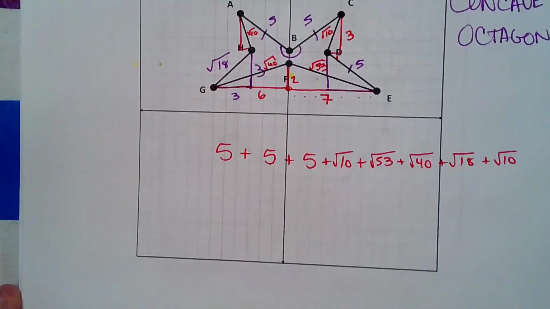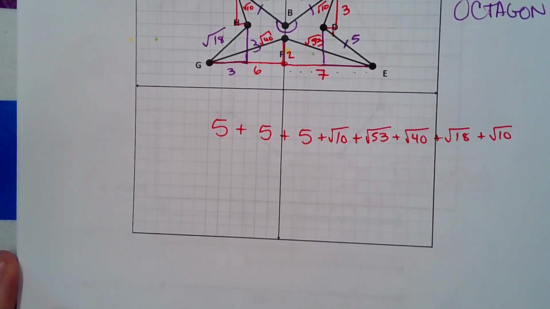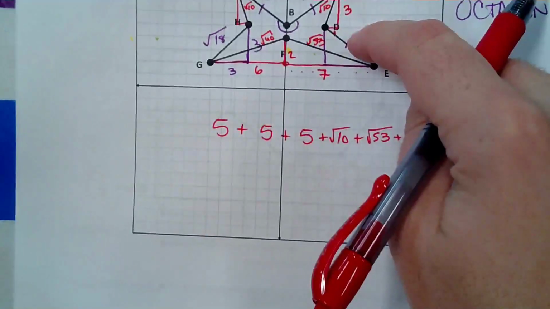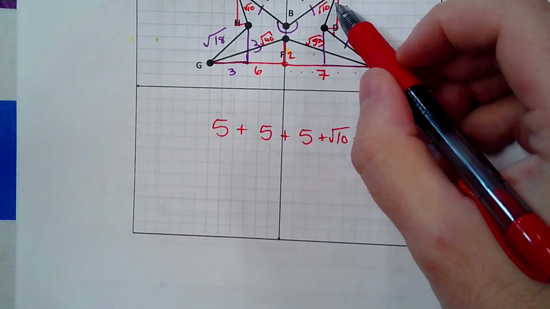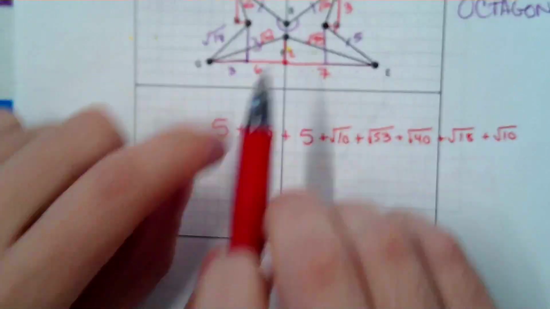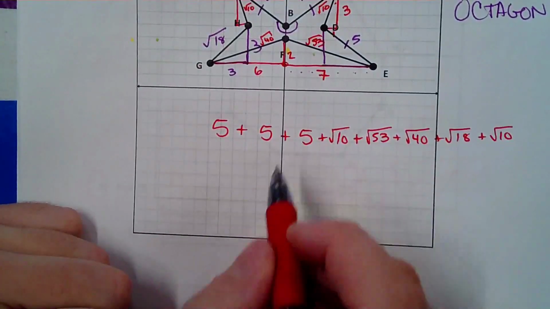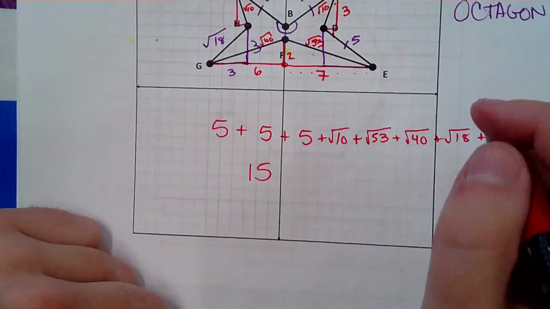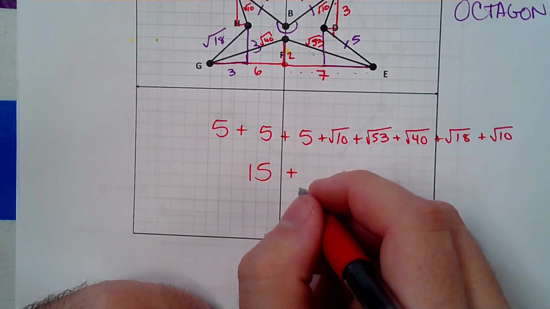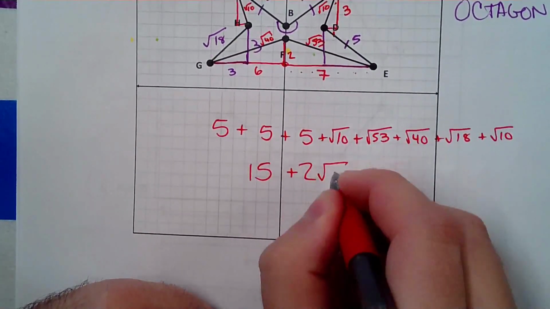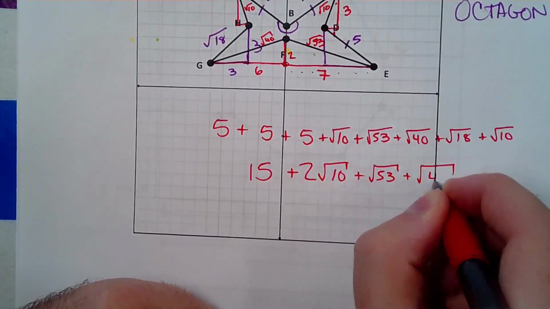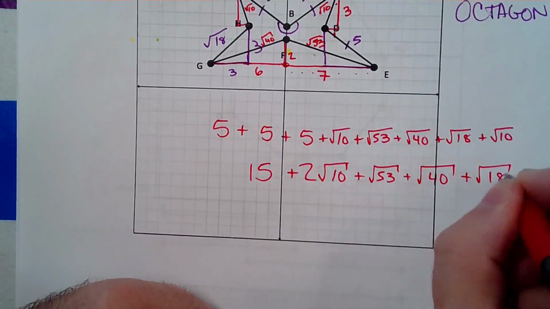It's a lot of roots. That's okay. It means less work for you. So I counted 1, 2, 3 5s, 2 root 10s, 1 root 18, 1 root 40, and 1 root 53. So that's 3 5s. That's 15, yeah? I have 2 root 10s. How do I write that? 2 root 10, right? And then I have root 53, and root 40, and root 18.